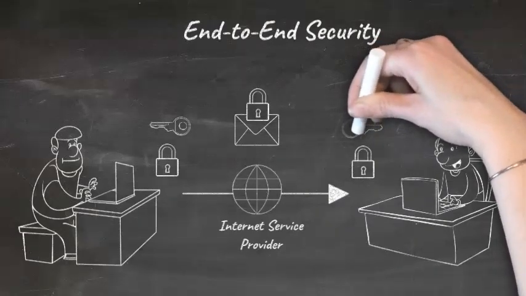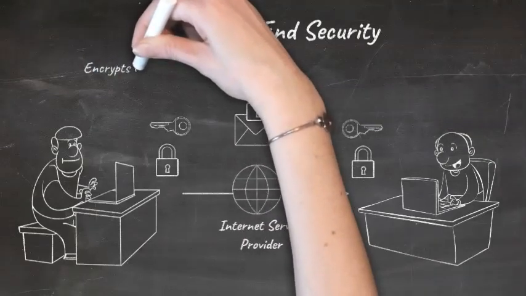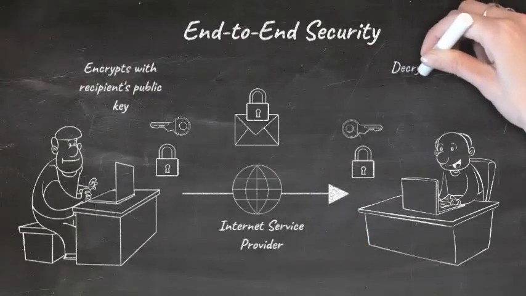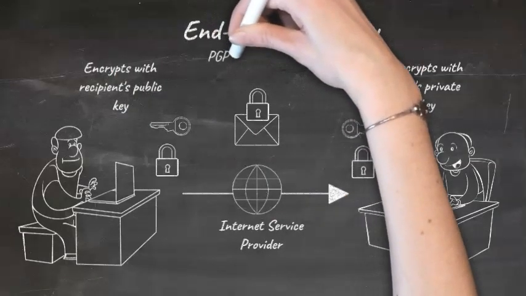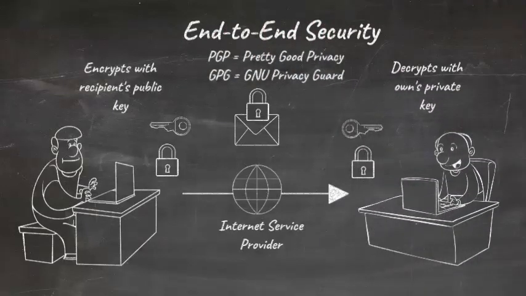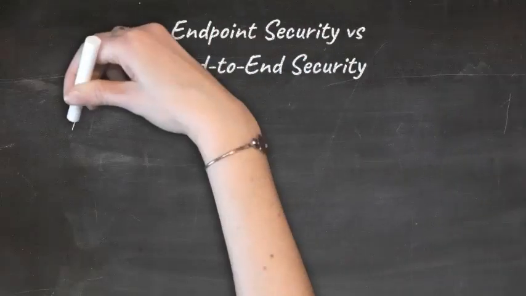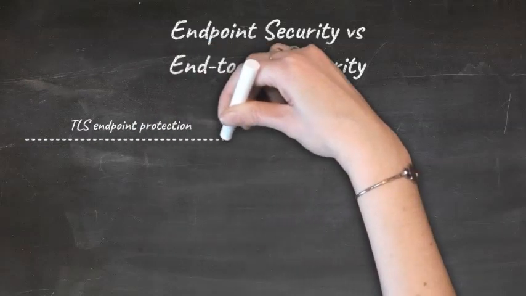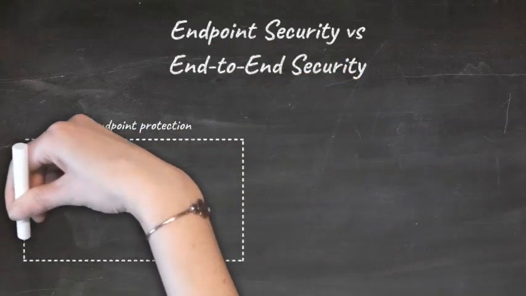End-to-end email encryption typically relies on encryption protocols and technologies, such as Pretty Good Privacy, PGP, or GNU Privacy Guard, GPG. These technologies allow users to encrypt their messages using the recipient's public key and decrypt messages using their private key. End-to-end protection encompasses a broader approach that ensures data security across various stages of its lifecycle, including storage and processing, not just during transmission.